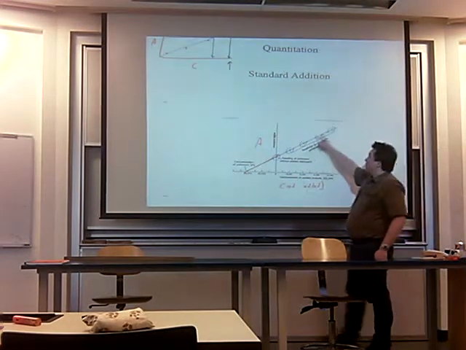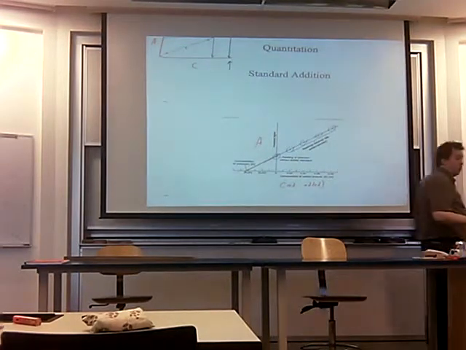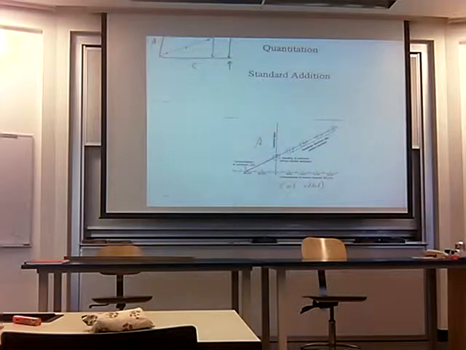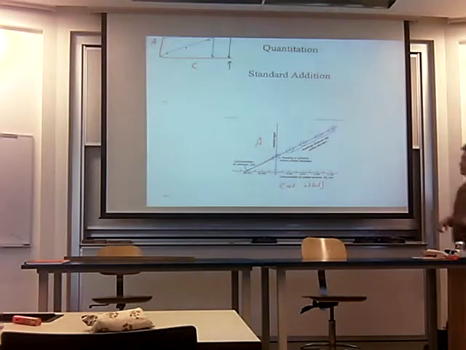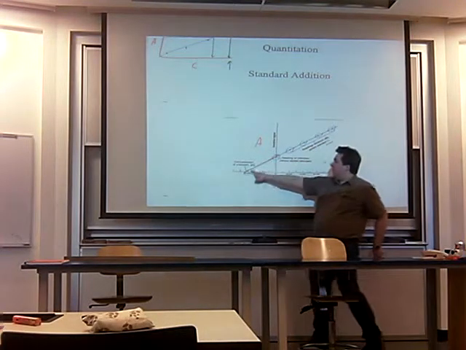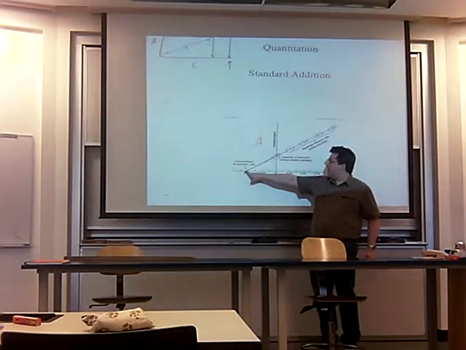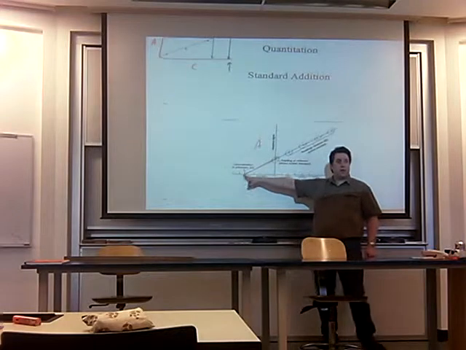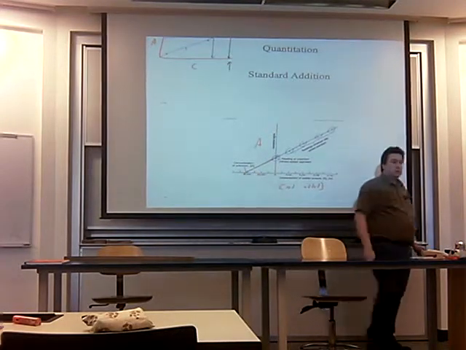So we extrapolate back to when the absorbance is 0. If the absorbance is 0, the concentration must be, not a trick question, 0, right? Beer's law: A goes to 0, concentration must go to 0. So when absorbance is 0, concentration is 0. Or in other words, at this point, the concentration of whatever we're analyzing, calcium from a month ago, must be 0.